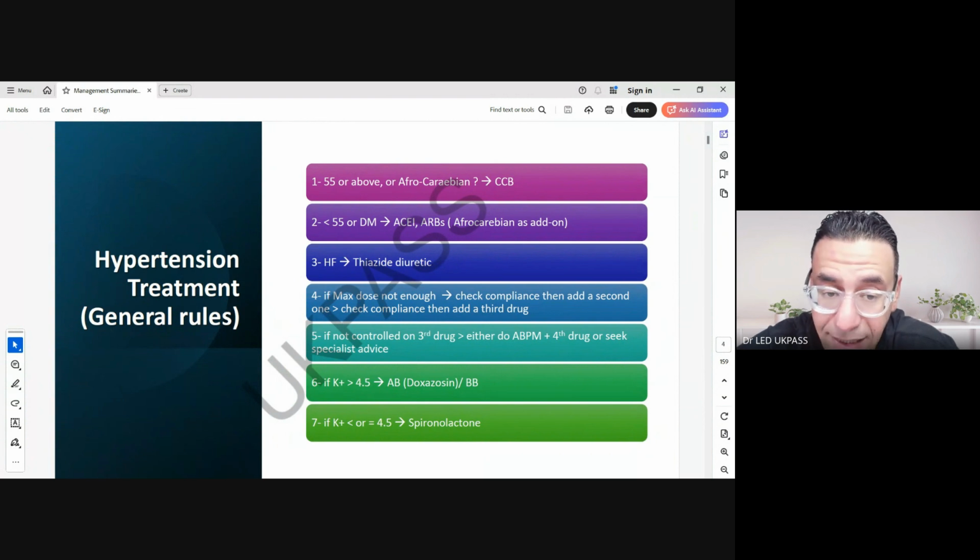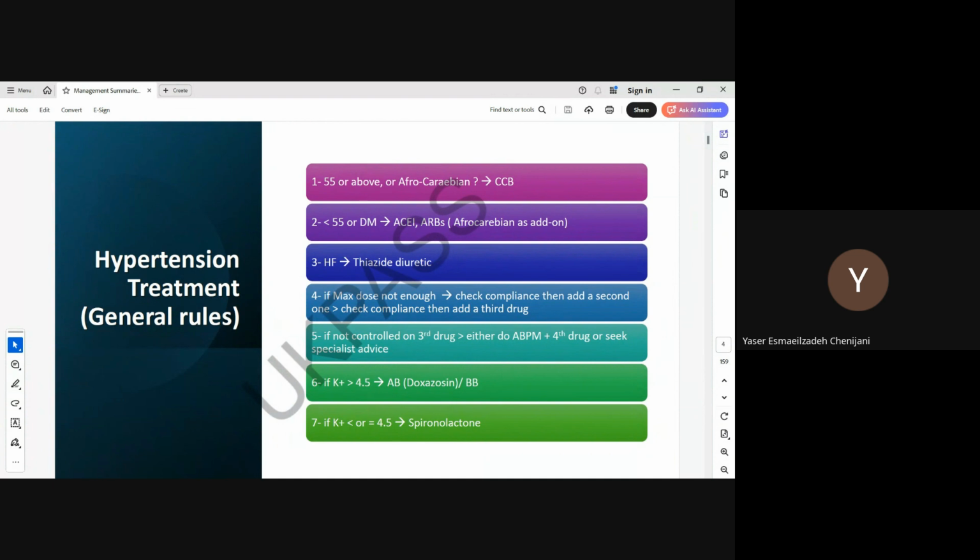Again, if patients are below 55, the general rule is ACE inhibitors. Patients who are diabetic, general rule, ACE inhibitors. However, if patients are Afro-Caribbean and either below 55 or diabetic, then we should start them on ARBs such as candesartan or losartan. I hope this is clear. If an Afro-Caribbean patient is coming to you and he is 65, what would you start them on? Calcium channel blocker? Calcium channel blocker, yes.